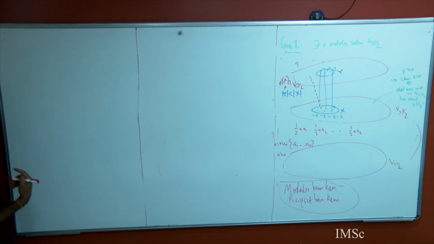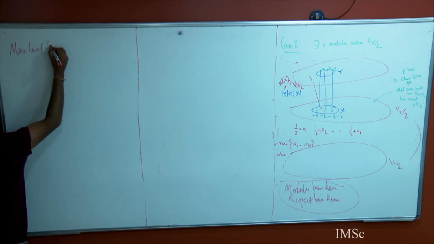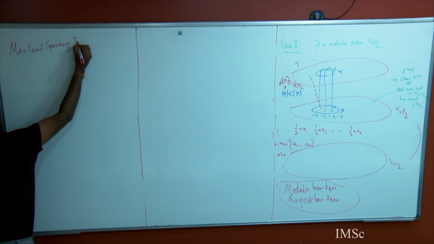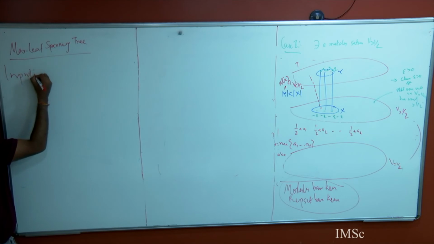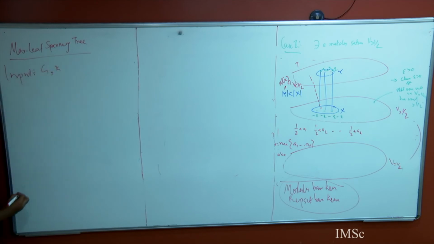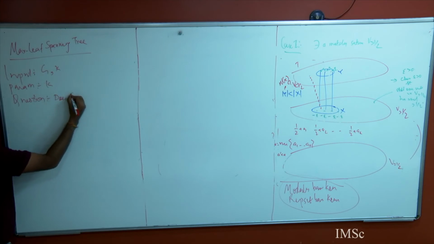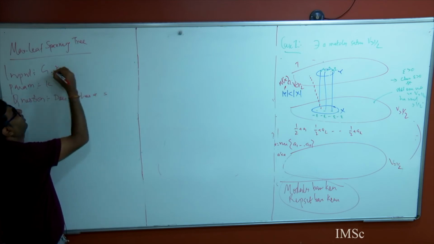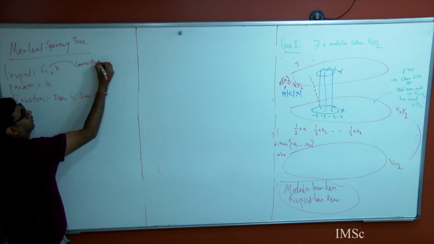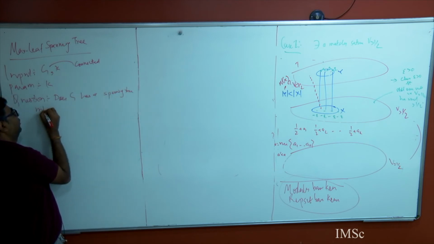Okay. So what I want to do is max leaf spanning tree. You will understand its importance a little bit later. Okay. So input is G, K. Parameter is K. Does G have a spanning tree with at least K leaves? You can assume that G is connected for now.